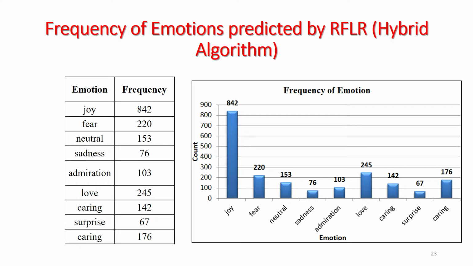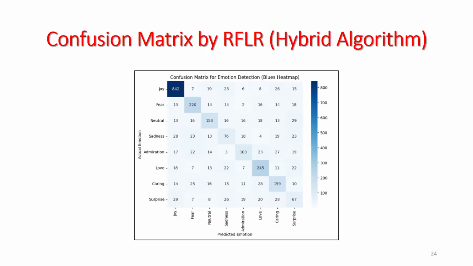The word joy appears 842 times, and so on. Very easily we can identify how many times the words appear for this hybrid algorithm. Next. So this is the confusion matrix of the algorithm. Next.